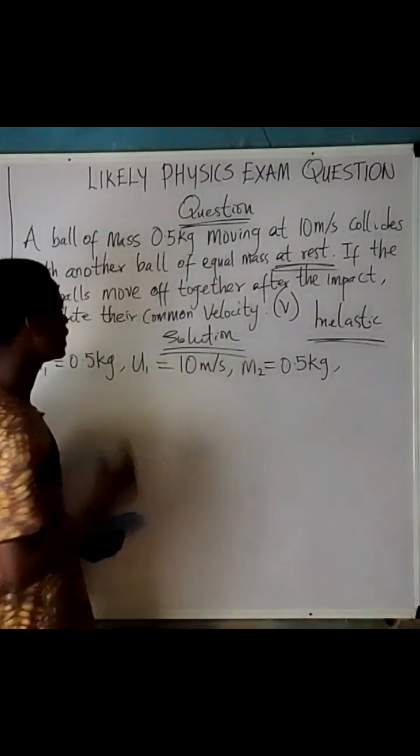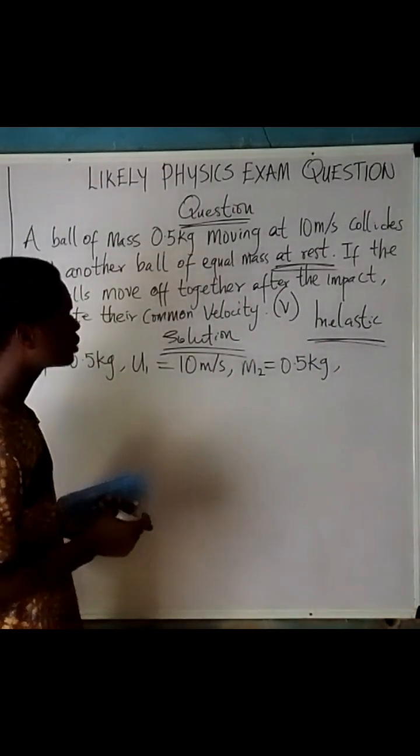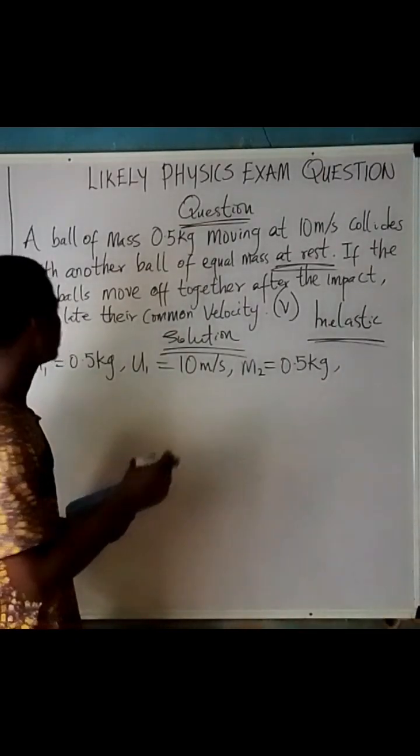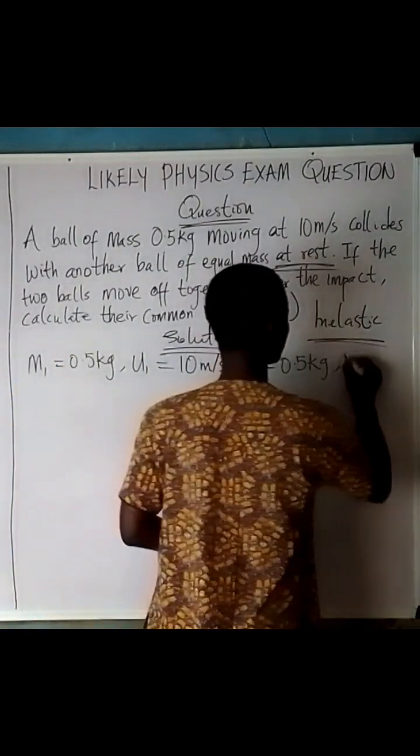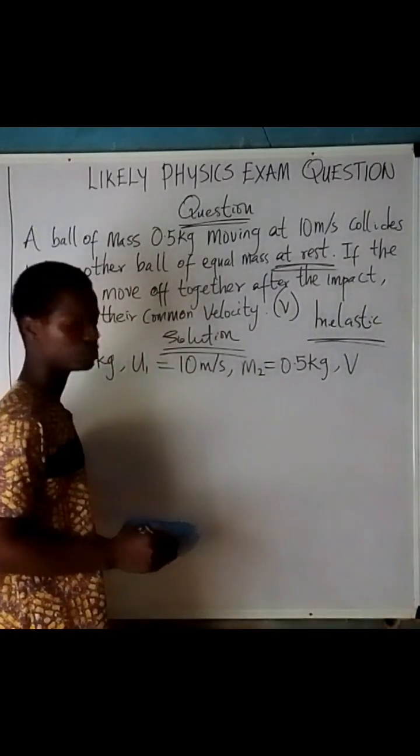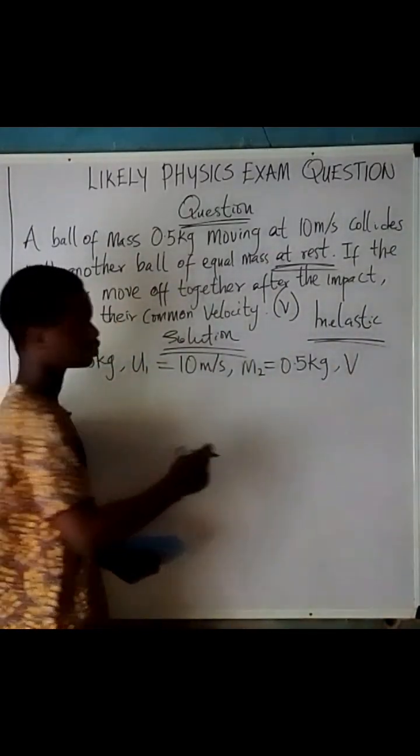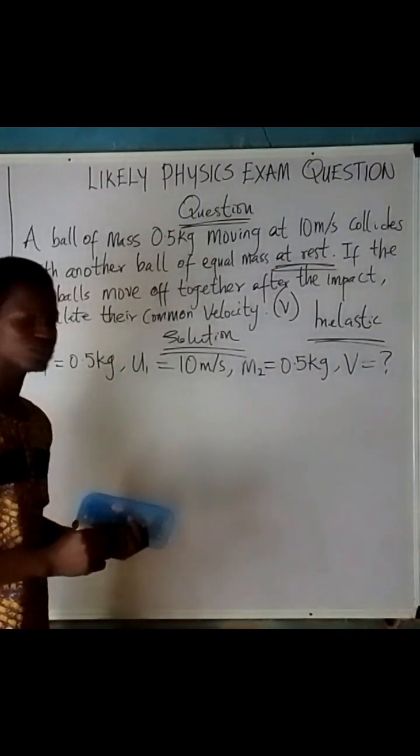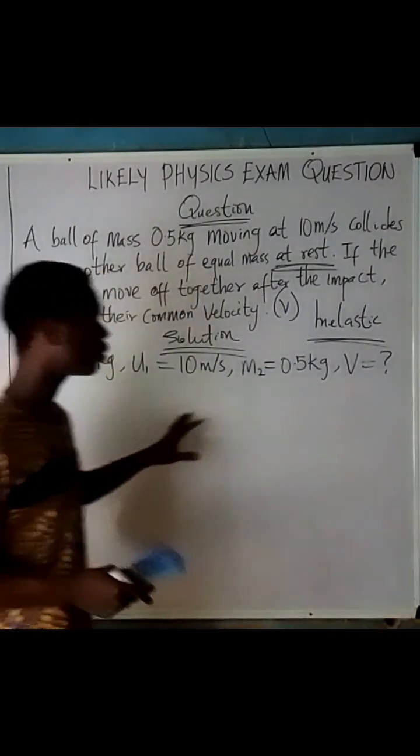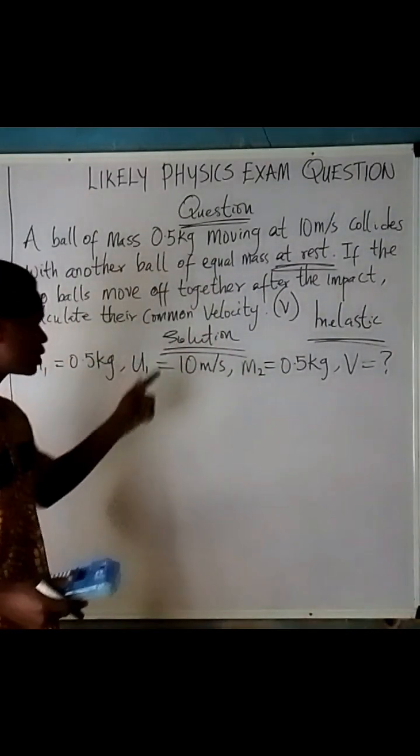Now they said if the two balls move together after impact, calculate their common velocity. And like I said, we are looking for our final velocity, which is common to both balls. So we say common velocity, and in this place, we don't know the value for it. So guys, basically this was what was given in the question above.